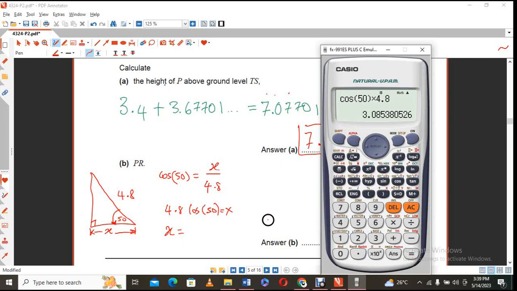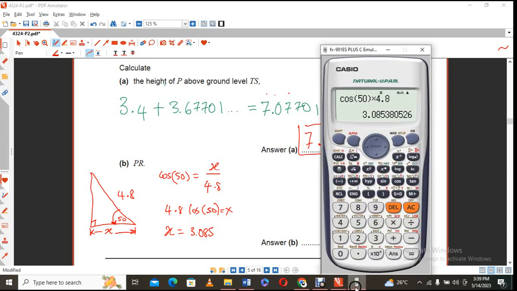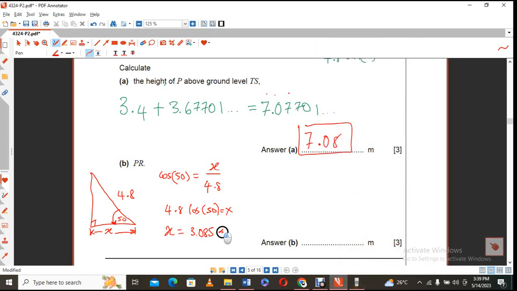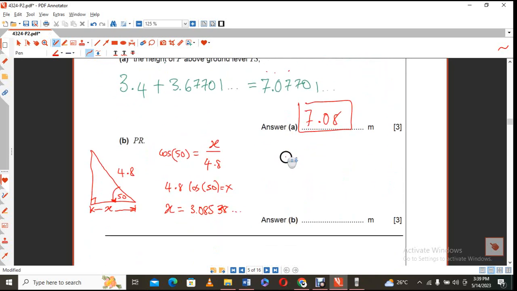So this is 3.085. So this is that distance x, the one that I've indicated. So what I want to do is subtract: I will be saying 9.6 minus this answer.